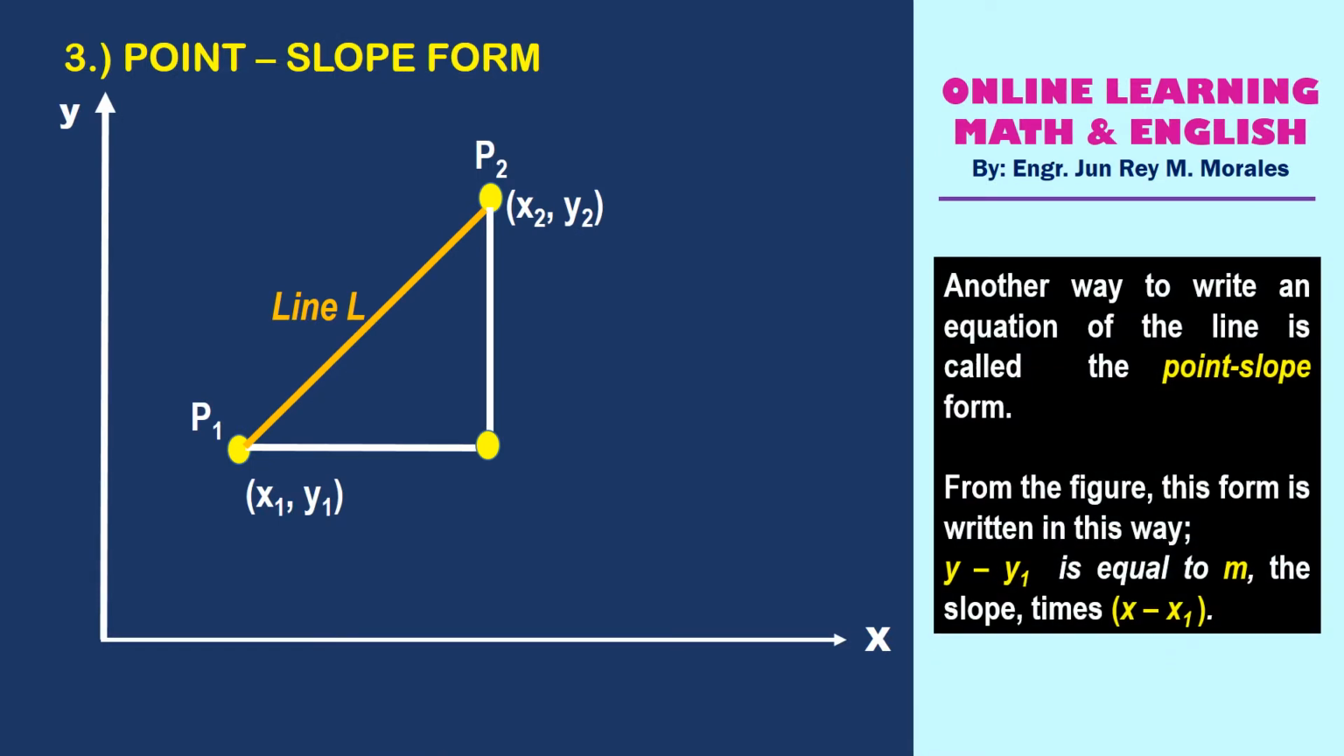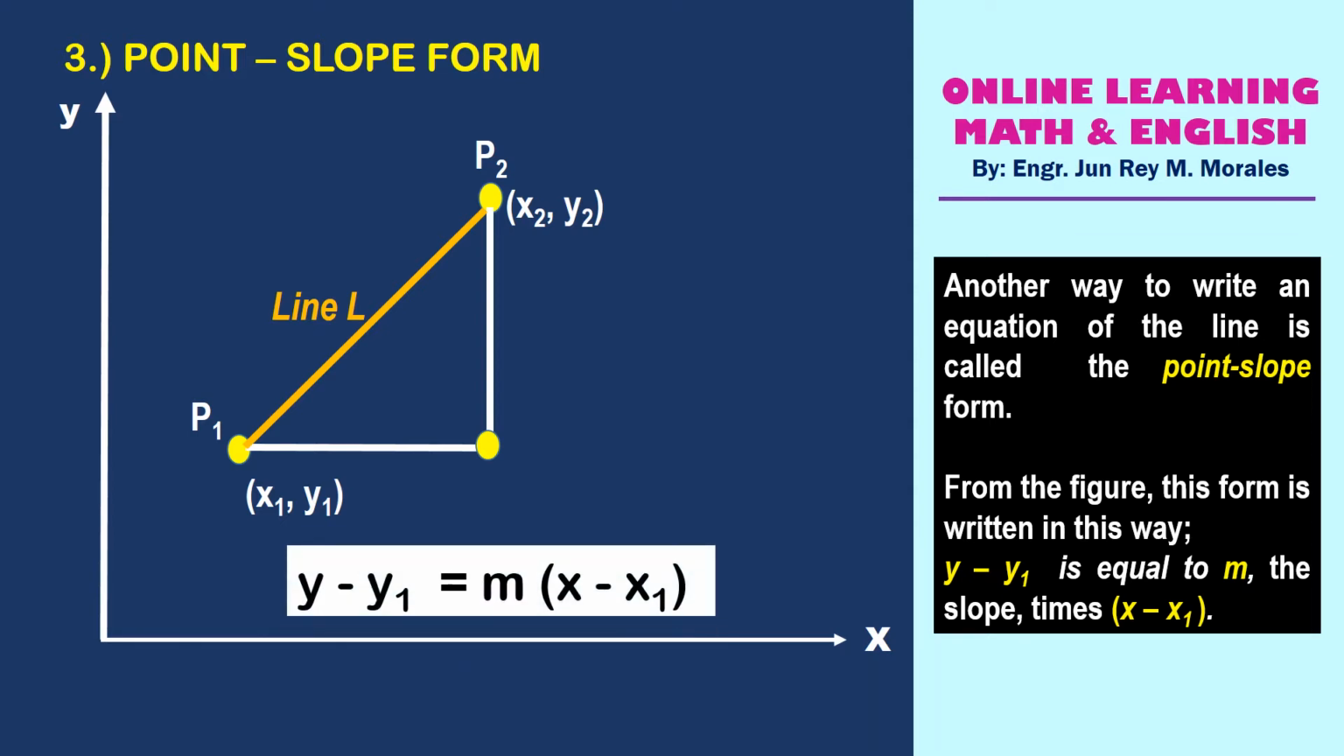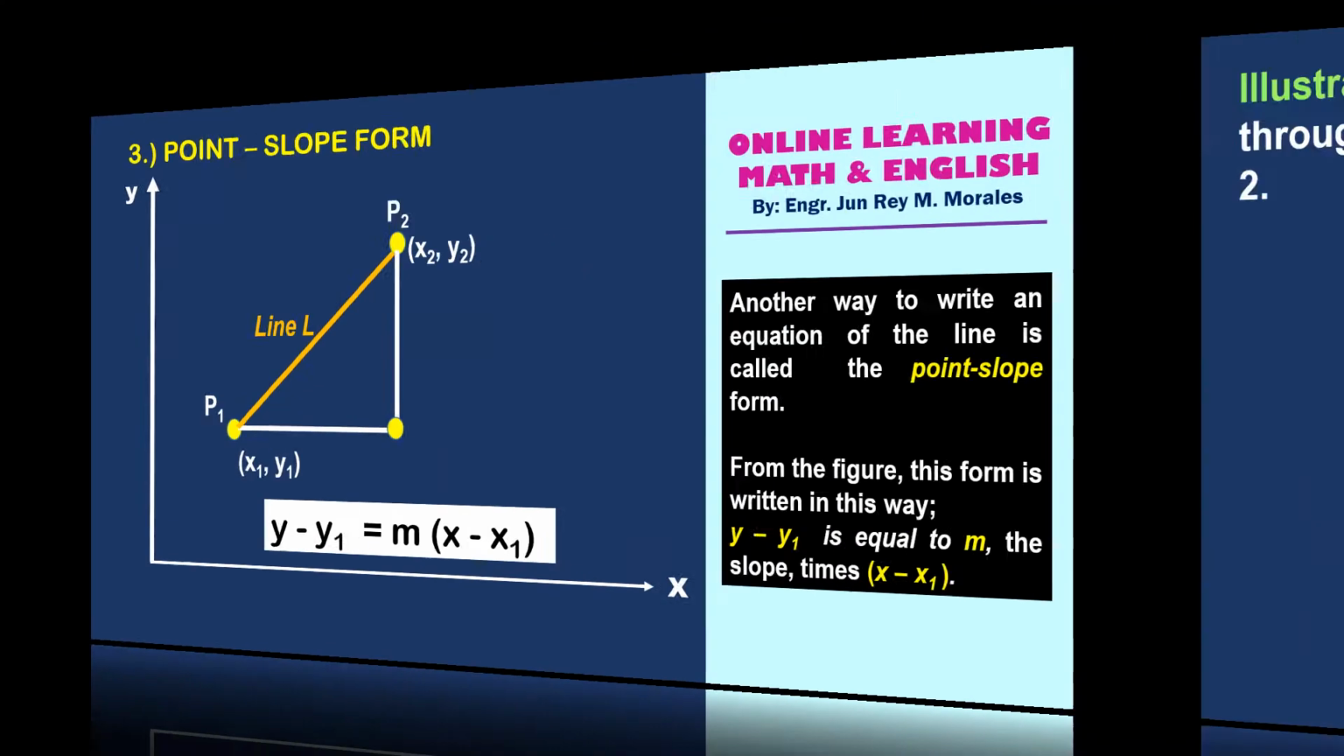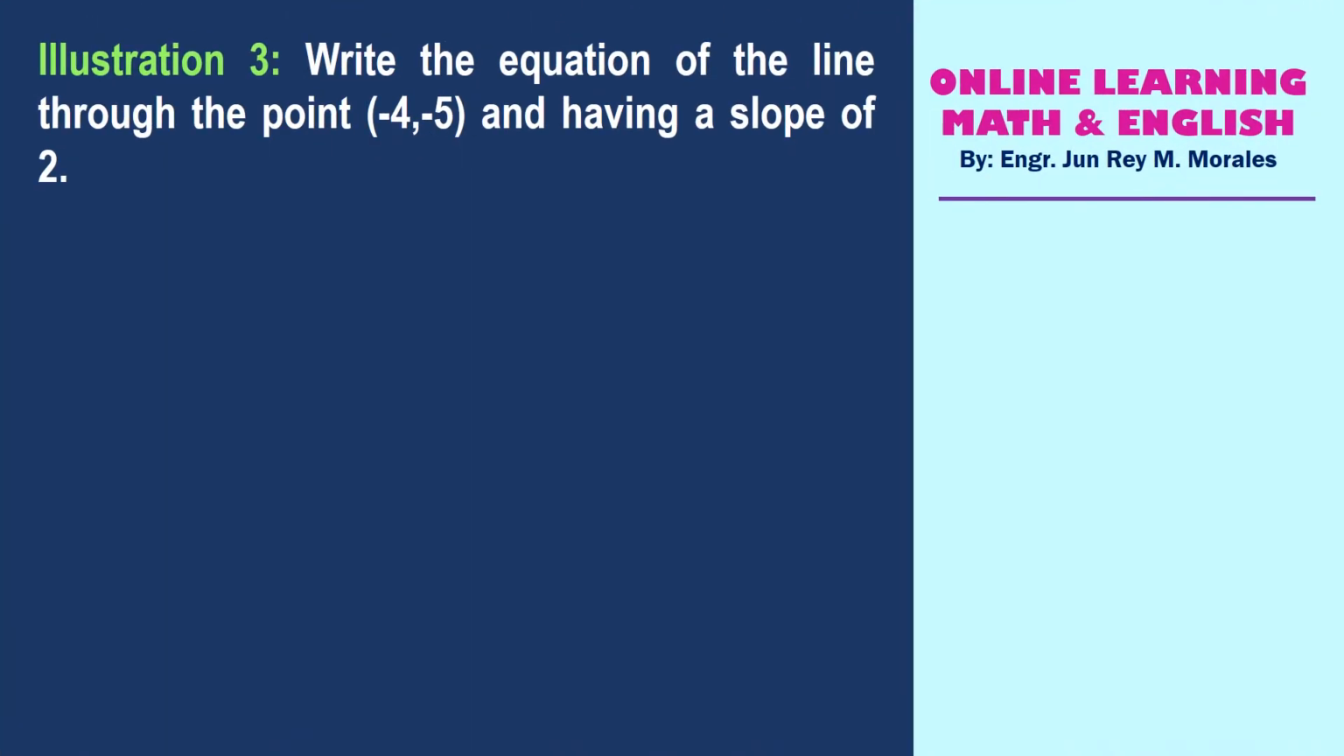Another way to write an equation of the line is called the point-slope form. From the figure, this form is written in this way. y minus y sub 1 is equal to m, the slope, times x minus x sub 1. We further discussed this form of the equation of the line using illustration 3.